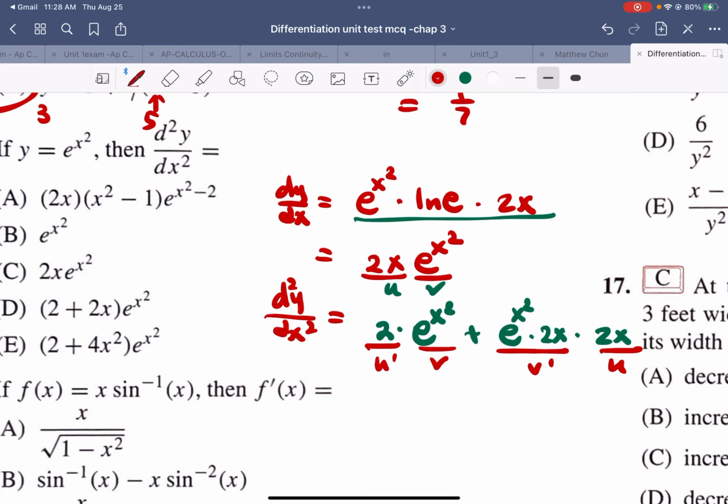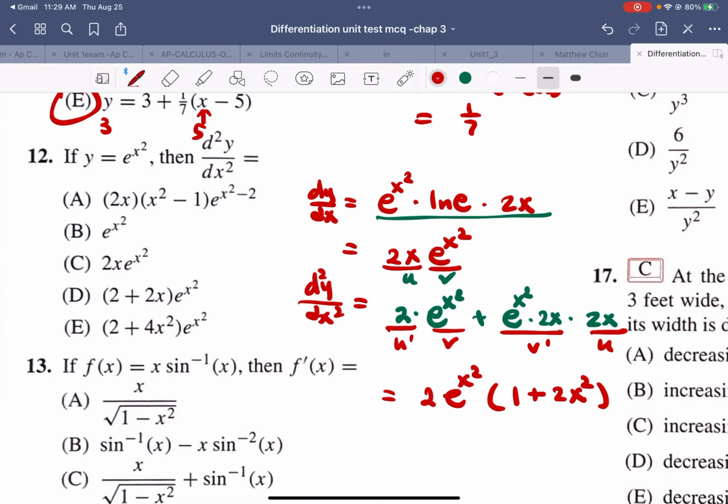Okay, so when you simplify, you can take out 2e to the x squared, then 1 plus 2x squared, right? When you factor out. Or you can plug in 2 there, so same as e, okay? You multiply 2 in here, then it should be e.